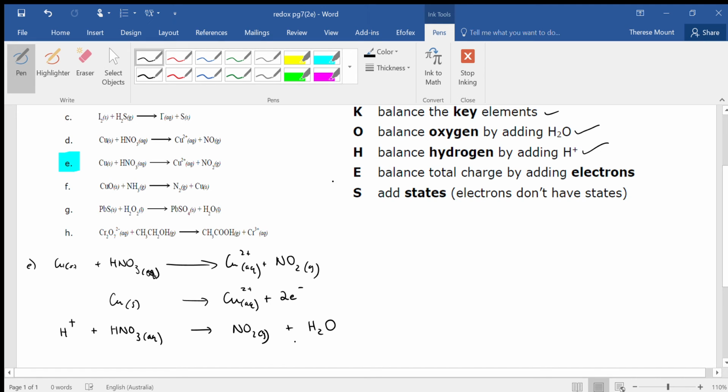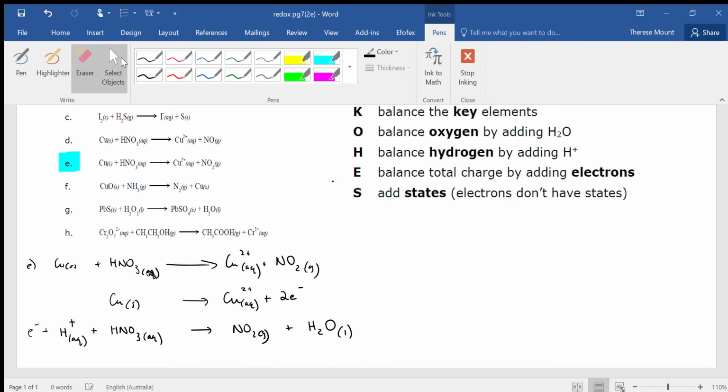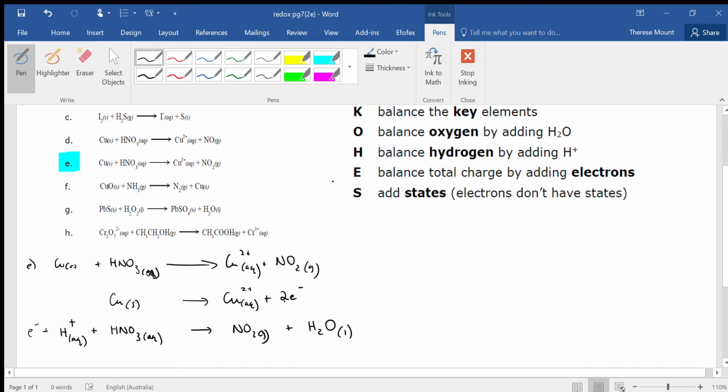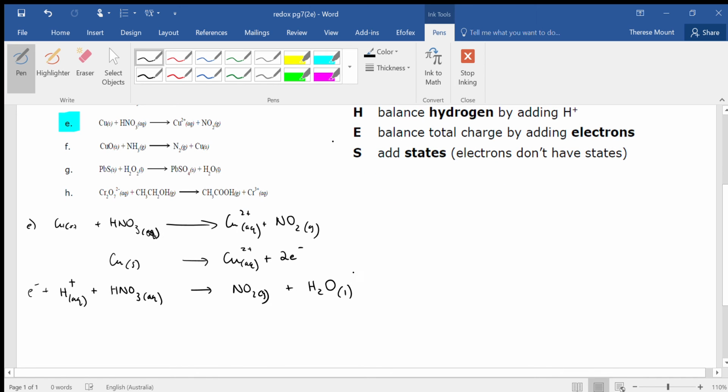Okay, and now balance the total charges. Okay, so I've got a +1 on this side and I've got a 0 there, so I'm going to add 1 electron. Okay, so now my final step is to add states. So liquid, gas, aqueous, no states for electrons. So now I'm going to see if I can add my 2 half equations together. And the thing that I need to always think about is whether my electrons are the same value. So at the moment they're not, so I need to multiply everything here by 2.